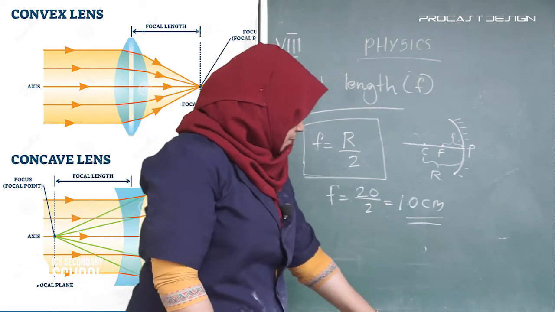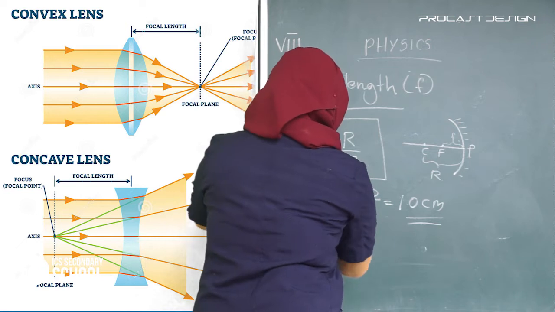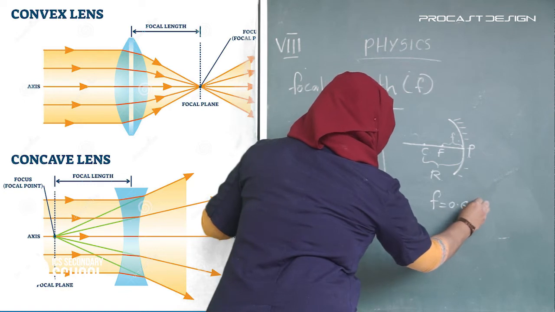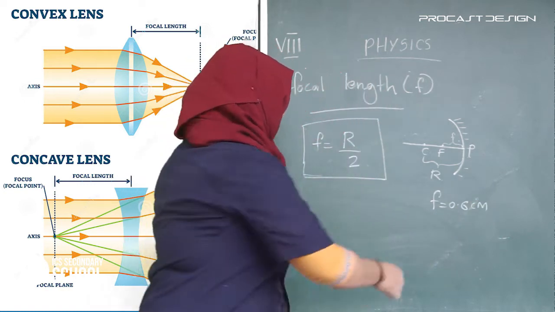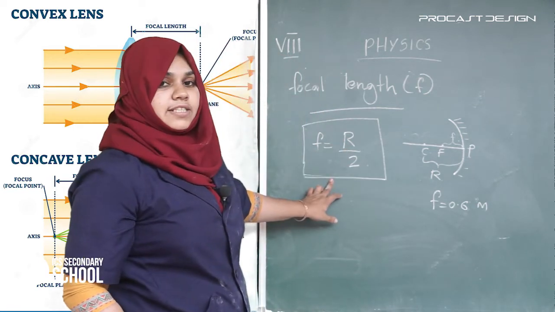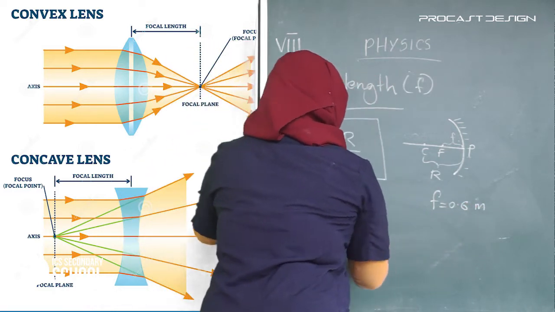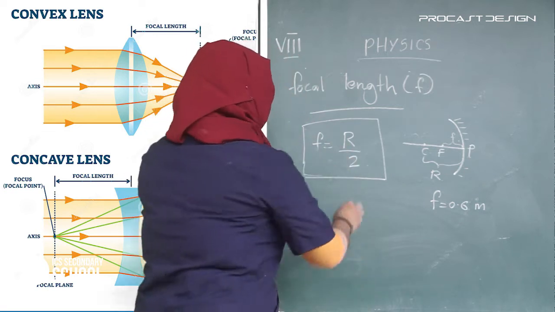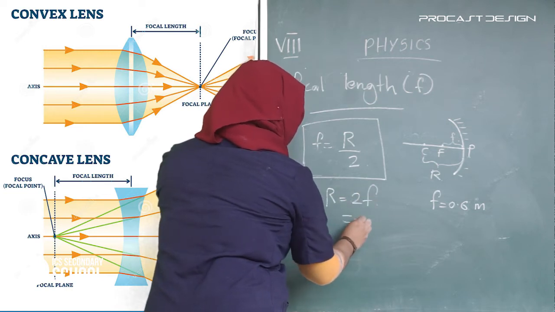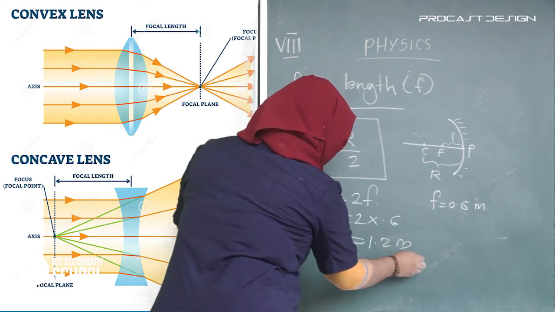Then there is another problem. The focal length of a mirror is 0.6 meter. Then what is the radius of curvature? How to find out the radius of curvature? R is equal to 2f. From this equation we can find out R is equal to 2f. So 2 into 0.6, that is 1.2 meter.